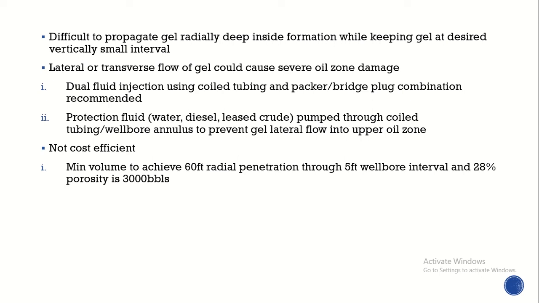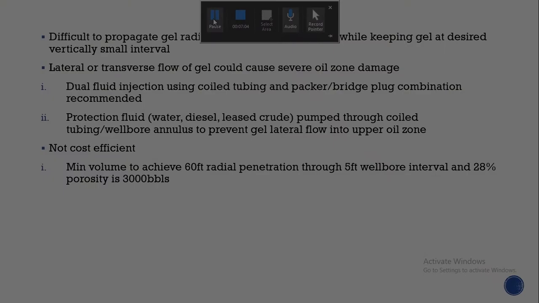Lastly, it is not cost efficient. As stated here, a minimum volume to achieve a 60-foot radial penetration through a 5-foot wellbore interval and 28% porosity will be about 3,000 barrels of gel, which is a very huge number.